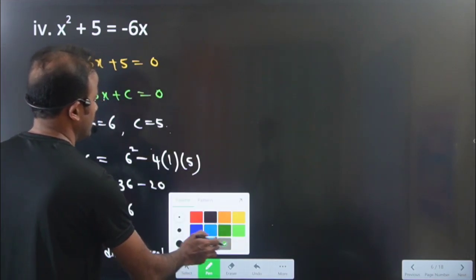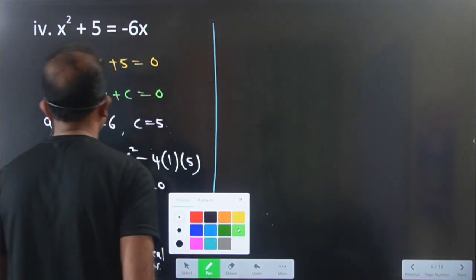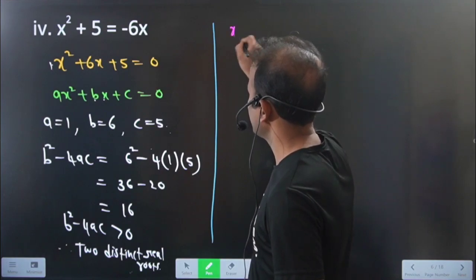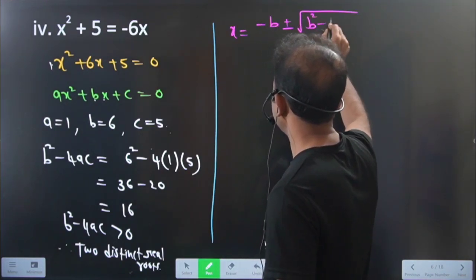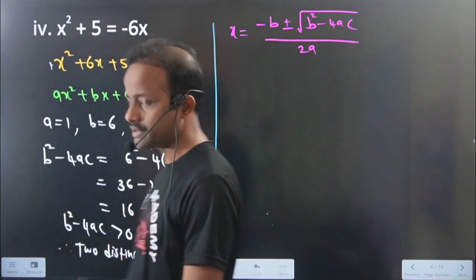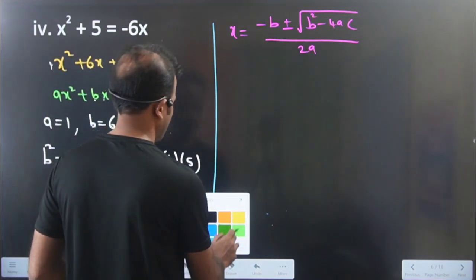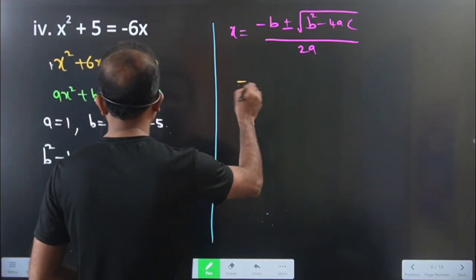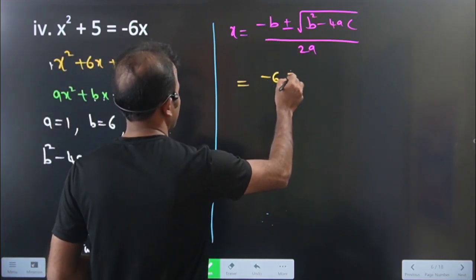Then you find out the two distinct real roots here. What is the formula to find out the roots? x equal to minus b plus or minus root over b square minus 4ac by 2a. Every time please write the formula. Then what is the value of b we have here? That is minus 6. The b value is 6, so here minus b means minus 6 plus or minus.